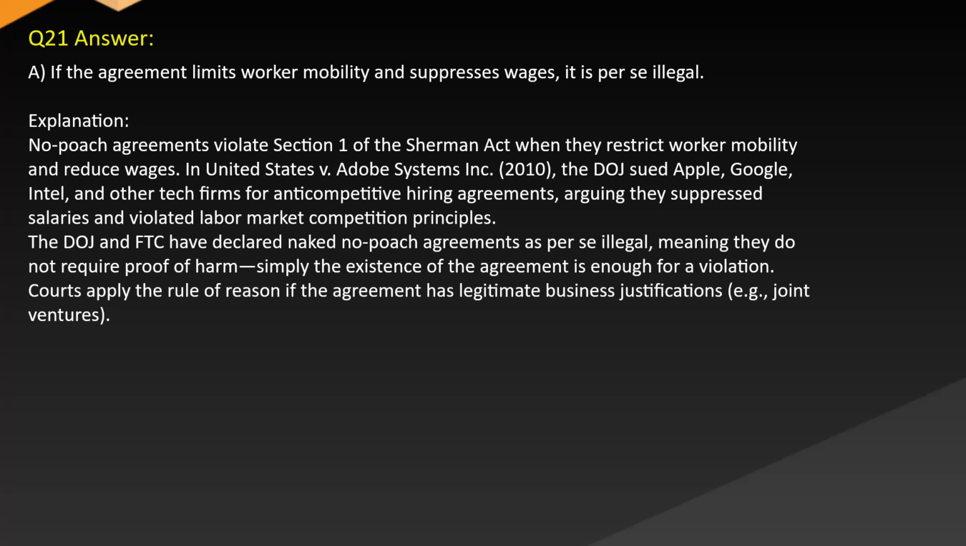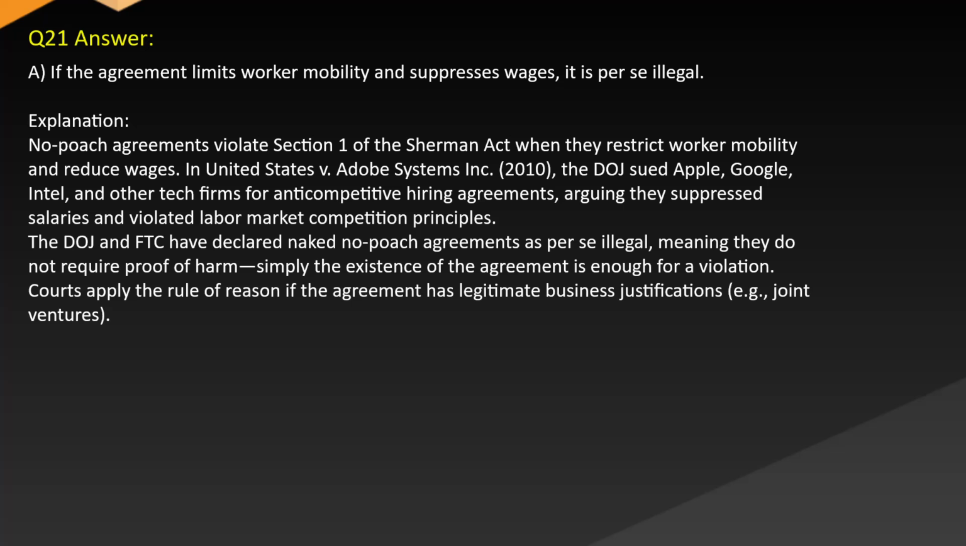Answer A. If the agreement limits worker mobility and suppresses wages, it is per se illegal. Explanation: no-poach agreements violate Section 1 of the Sherman Act when they restrict worker mobility and reduce wages. In United States v. Adobe Systems Inc., 2010, the DOJ sued Apple, Google, Intel, and other tech firms for anti-competitive hiring agreements, arguing they suppressed salaries and violated labor market competition principles.